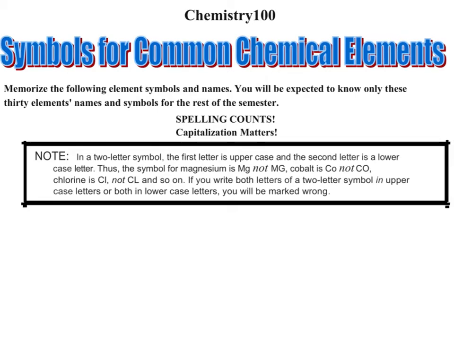So before we start working on the memorization of these elements, what we need to remember are two major things: spelling counts and capitalization matters. These two things are very, very important for our writing of the chemical symbols and names. So the symbol is a two-letter way of identifying which element we're talking about. The name is the much longer version of it.